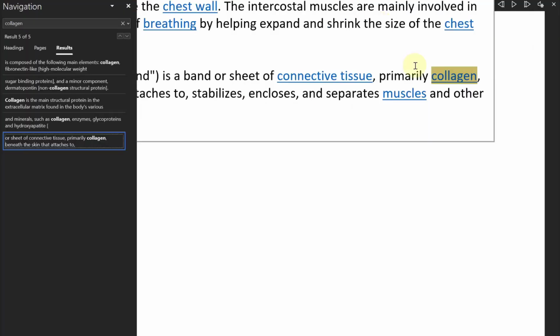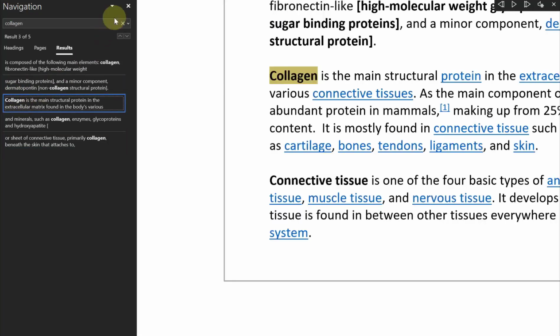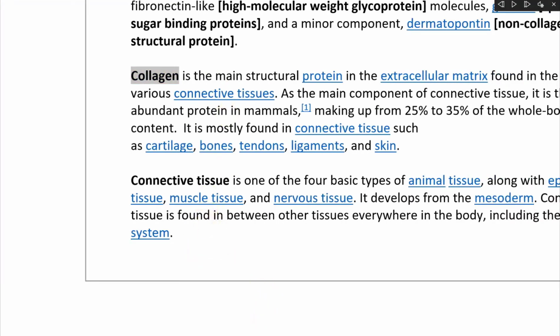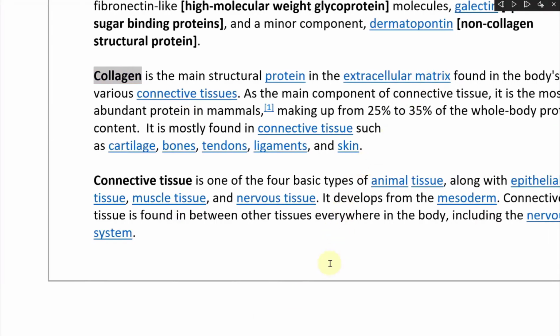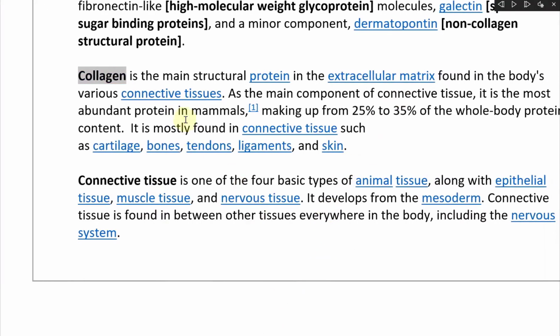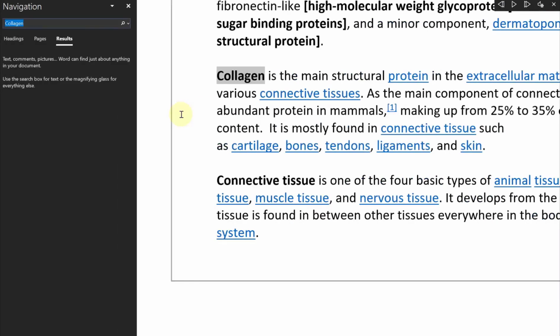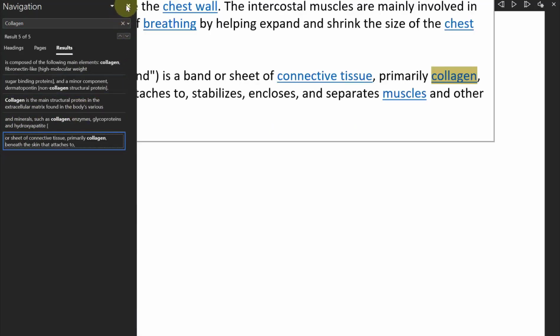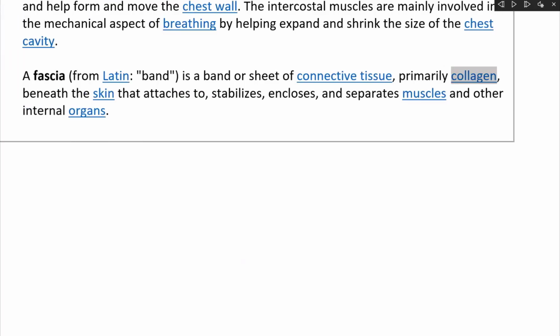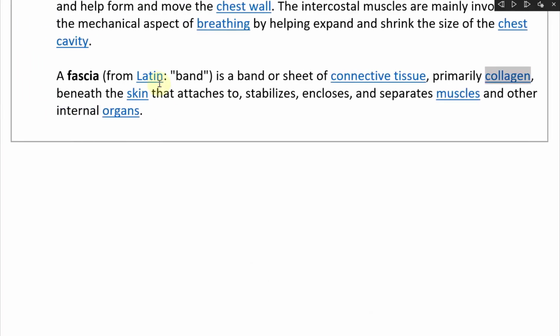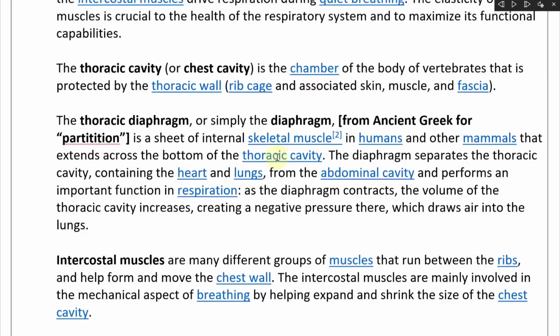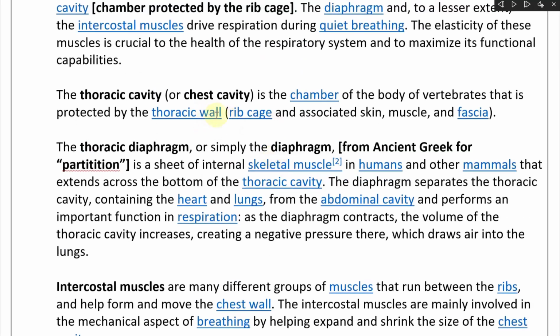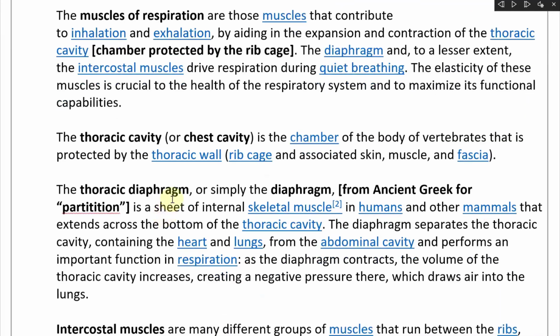And here, if we just quickly read up on collagen, so we already went over it earlier. Collagen is the main structural protein in the extracellular matrix found in the body's various connective tissues. So let's go back now. All right, so we went over that. So connective tissue, or band or sheet of connective tissue, as part of the rib cage and associated skin, muscle, and fascia. So yes, it's protected by the thoracic wall.